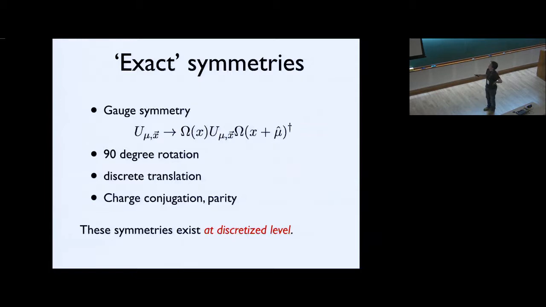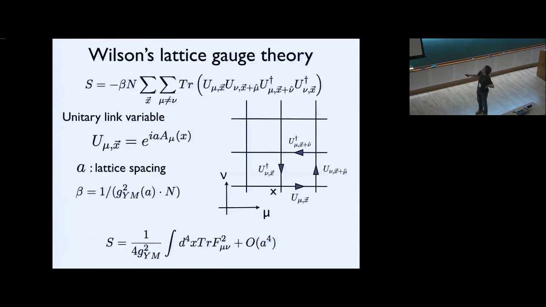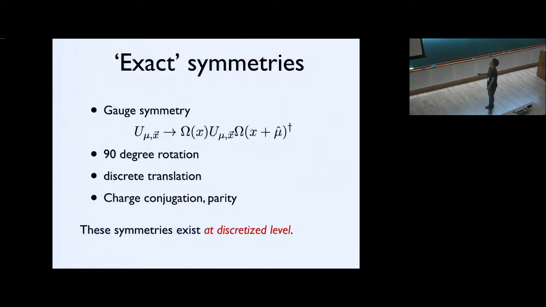And under this transformation, U becomes omega U omega dagger. And U dagger becomes omega U dagger omega dagger, and so on. And we take the trace. So omega and omega dagger here cancel, and here cancel, and here cancel. So this is invariant under this discretized version of gauge symmetry.